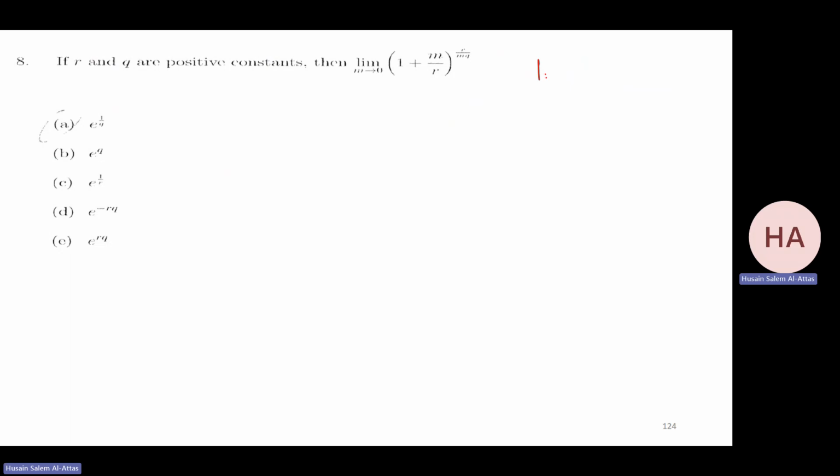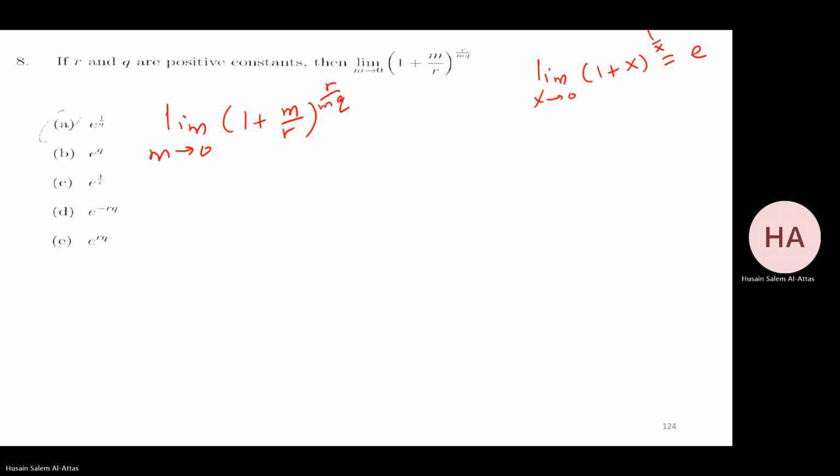We have this special limit, limit x goes to 0, 1 plus x to the power 1 over x, this is e. Now, look at this one. Limit m goes to 0, 1 plus m over r to the power r over m cubed. To make it the same, I want this to be x. So I let x equal m over r. And do the changes now.